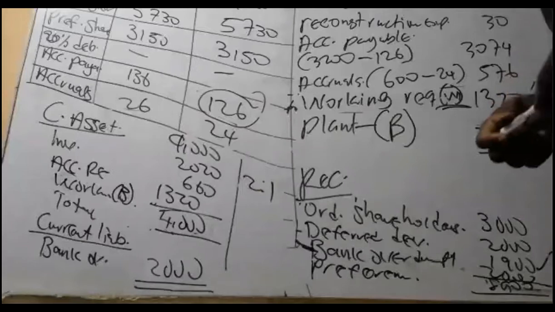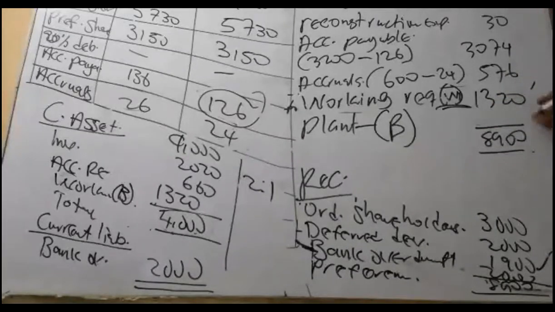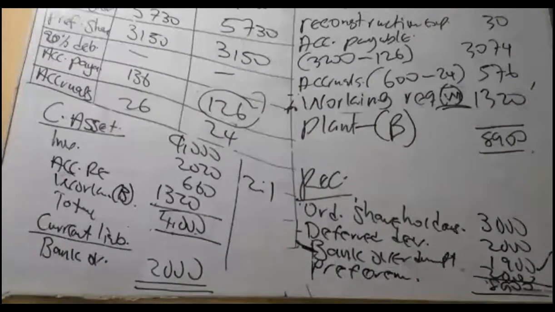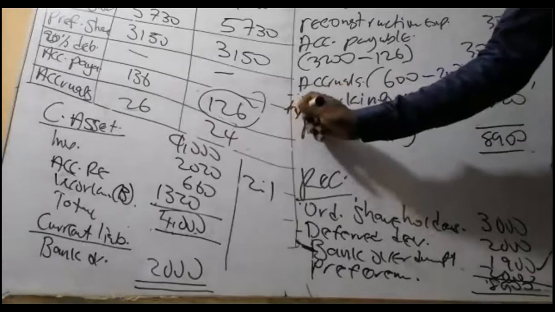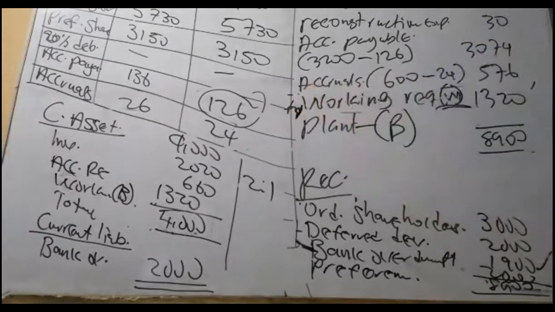Perfect. Now, if you add all, it's not equal to 8,900. The difference must be the asset that you are going to buy. You have to buy that asset. So the difference must be the plant that we have to buy. And so in the new financial position, the working capital here must be the cash. In the new balance sheet, it will be the cash balance. Then what's the figure here? The balancing figure.